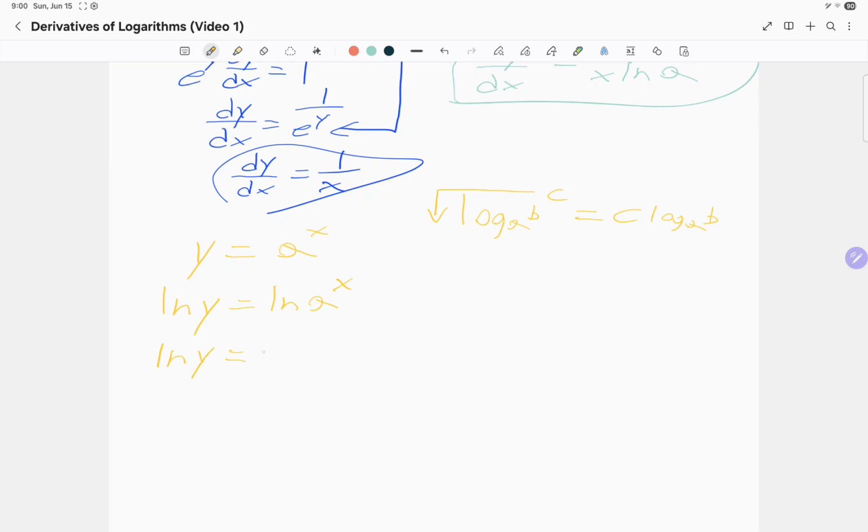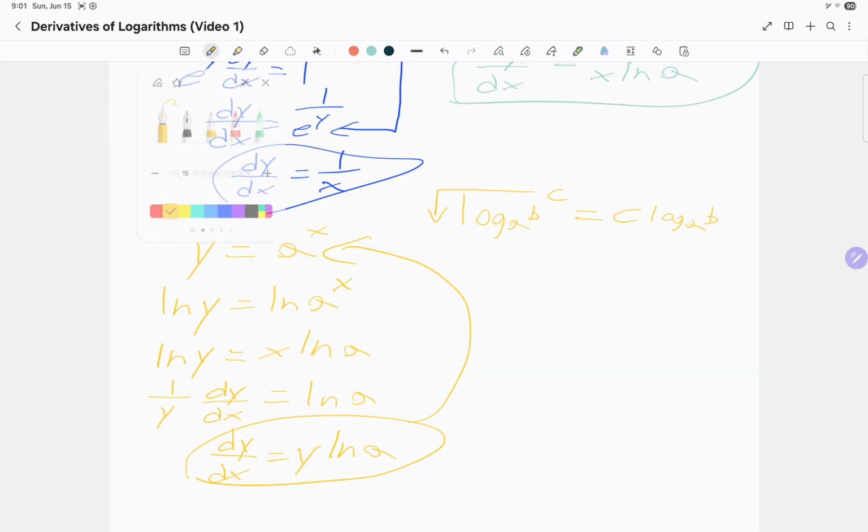So ln of y equals x ln of a. If we take the derivative of both sides, we're going to have 1 over y dy dx by implicit differentiation, which is a topic for another video, equals ln of a. So dy dx equals y ln a. So there you go. Pretty cool.